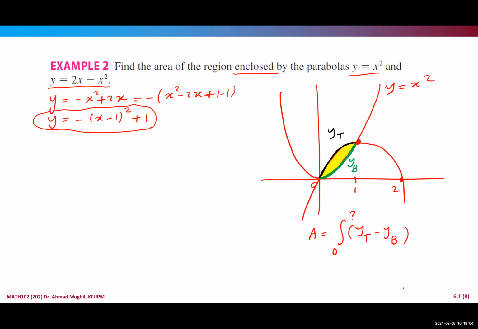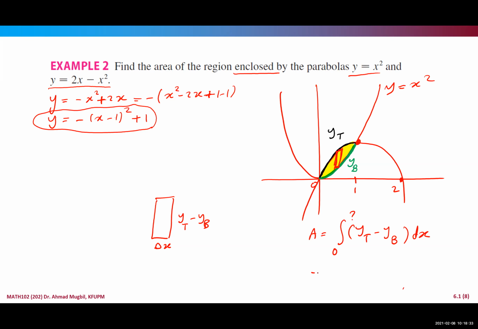So in this case, will we integrate with respect to x or with respect to y, ya shabab? Draw a typical rectangle from the top to the bottom, and you can see that the width is delta x. So we will integrate with respect to x. The typical rectangle has width delta x because it is vertical, and its height will be y top minus y bottom.